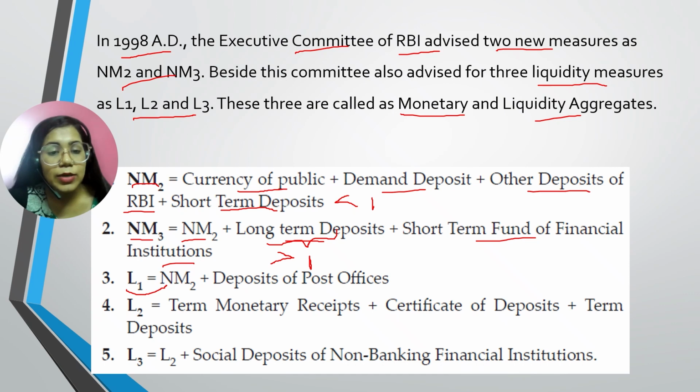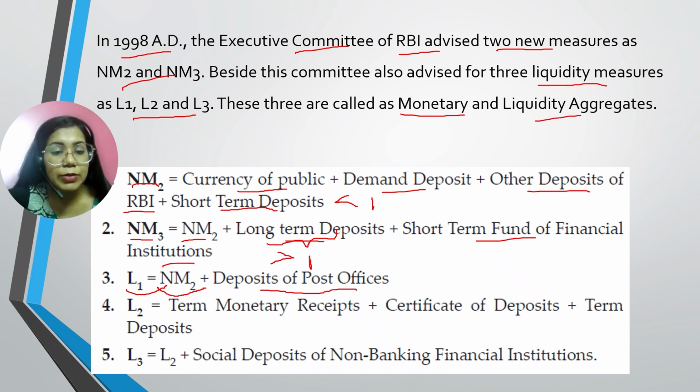L1 includes everything in NM2. Remember, this is NM2, not NM3. So everything in NM2, which is currency of public, demand deposits, other deposits of RBI, plus short-term deposits. And with that, we'll add the deposits of the post offices.